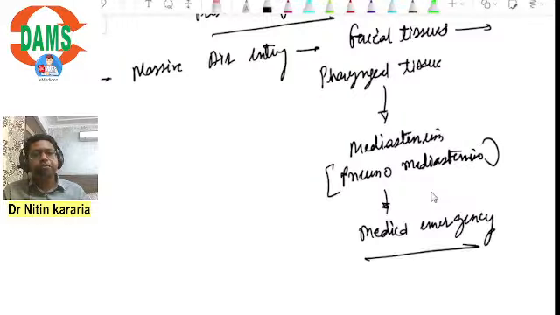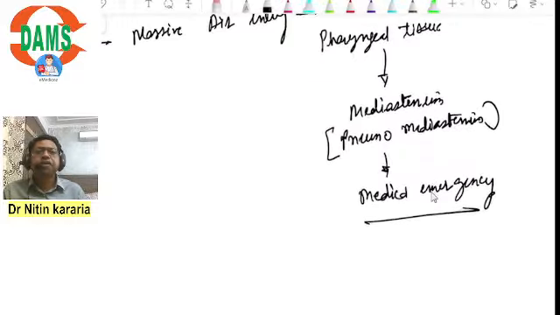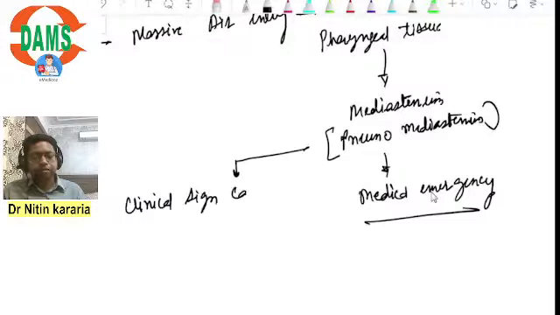Just like entry of sodium hypochlorite into the periapical tissues, massive entry of air from the root canals can enter through the subcutaneous tissues into the pharyngeal tissues to the mediastinum, and that can cause choking of the patient. So this is called pneumomediastinum, and it leads to a characteristic clinical sign called Hamman's sign.